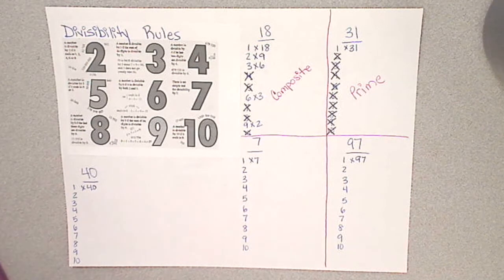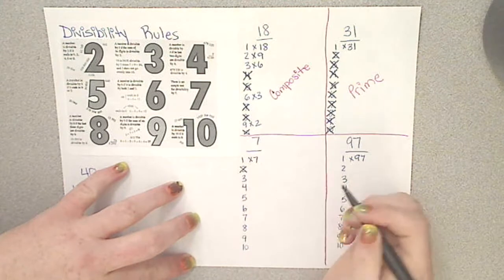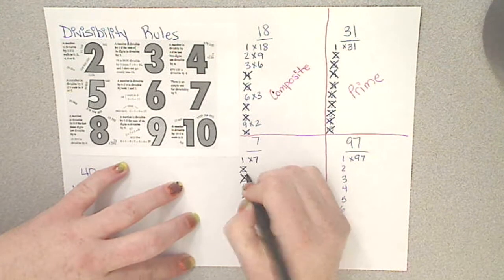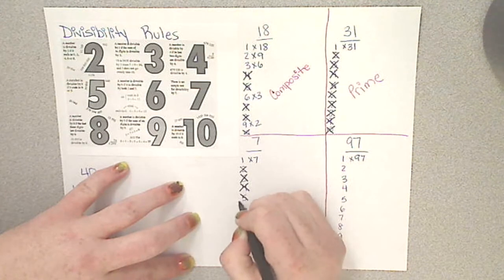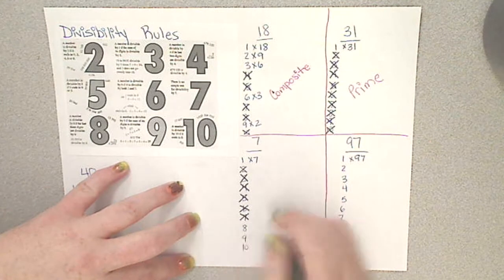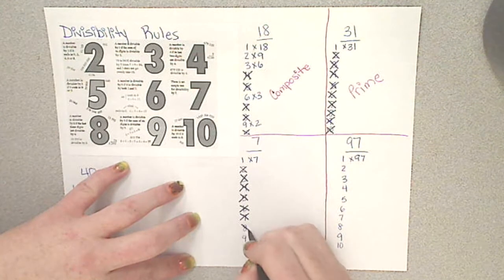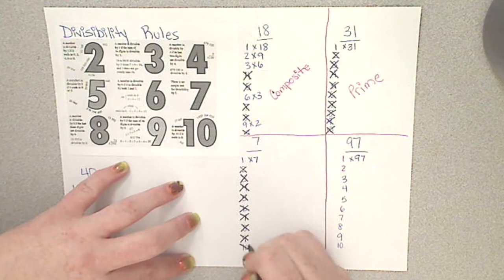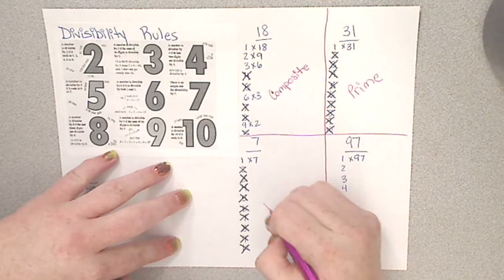Let's look at the number 7. Does not fit the rule of 2, does not fit the rule of 3, nor 4, nor 5, nor 6, nor 7. And since 7 can't be divided by 8, 9, or 10 evenly, we now know that 7 is a prime number.